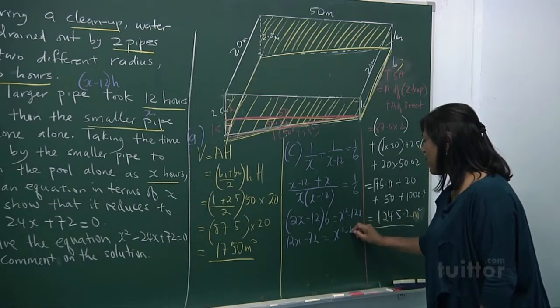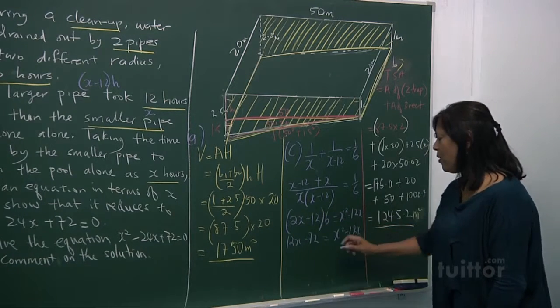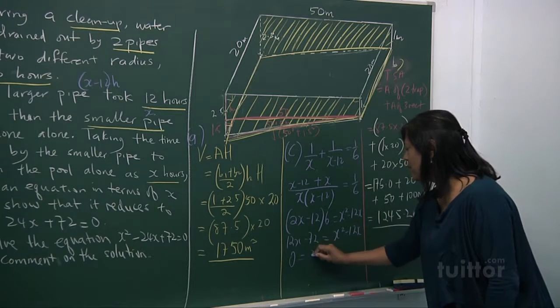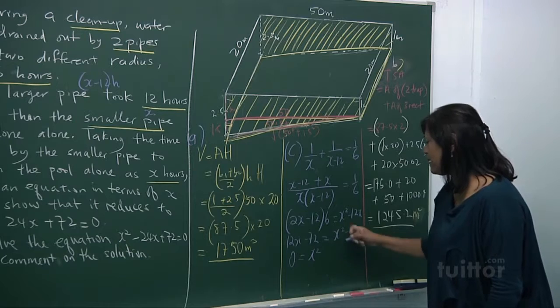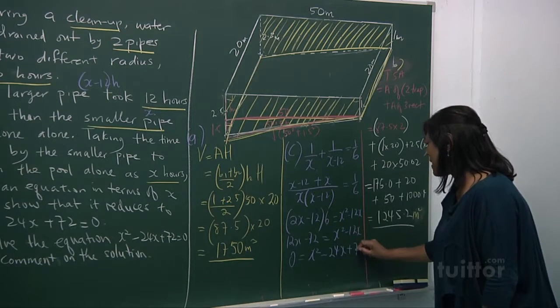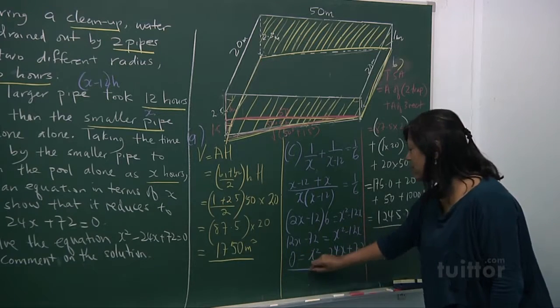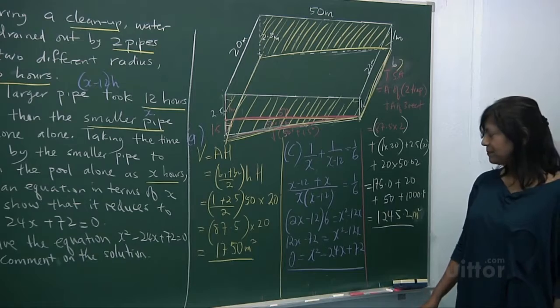You've got x squared minus 12x. My dear, bring this over. You get a 0. You've got an x squared minus 12x is a minus 24x plus a 72. This is the solution. Alright?